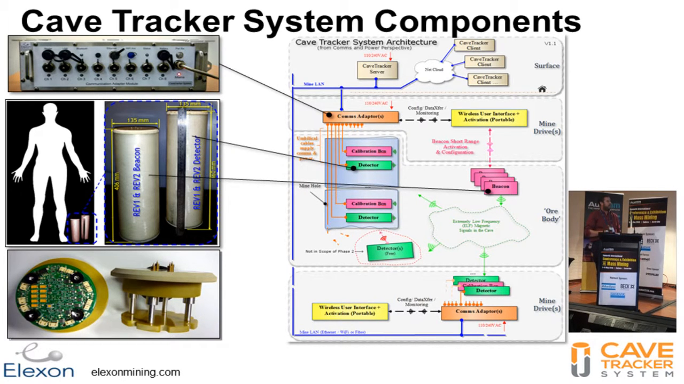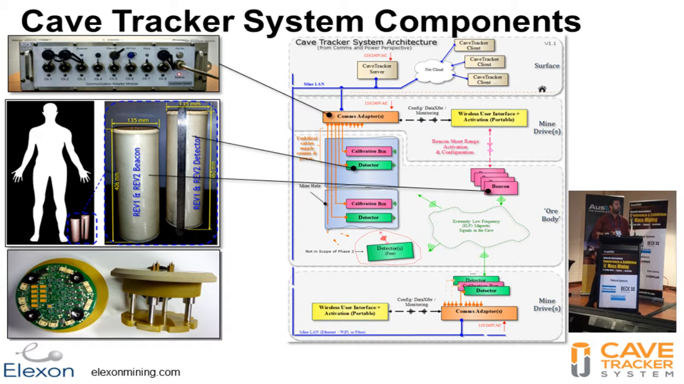Here's the system architecture diagram. We've talked about beacons that are embedded in the mine. We've got detectors that can be placed down long holes that measure the range to beacons. The detectors can also be put in drives, wherever you can put them really, and their job is to measure the range to the beacons.